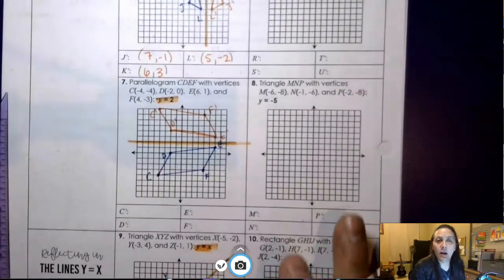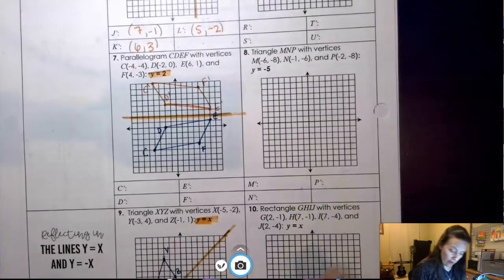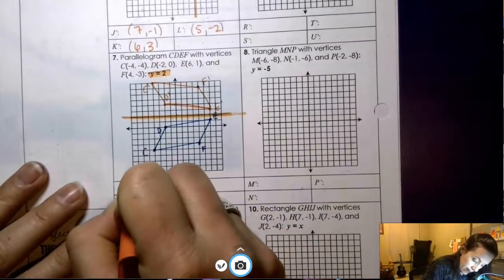So then go ahead and pick the points. Plot the points. Tell me what they are. C is negative 4, 8.